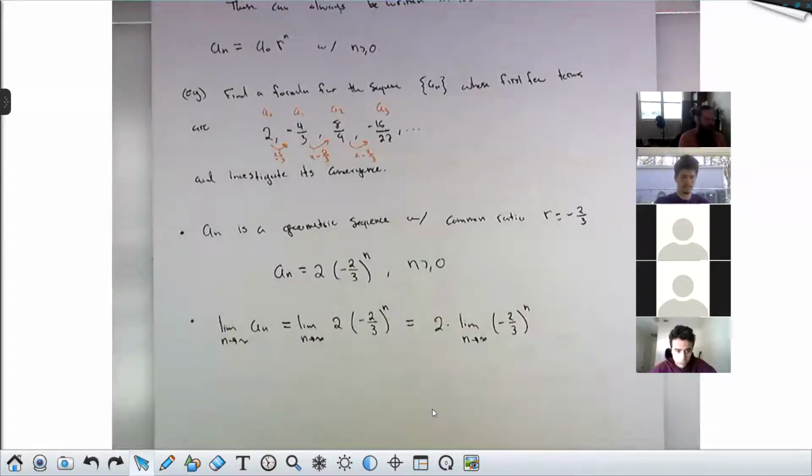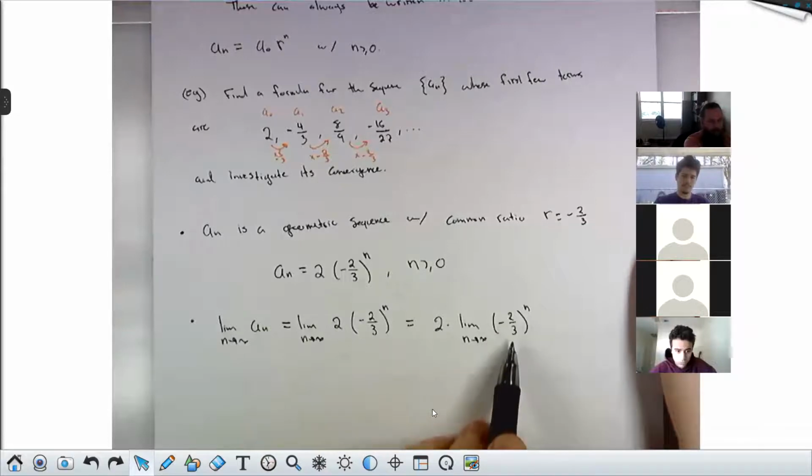But this is tricky, right? This is not obvious, the negative 2/3 to the n thing. But the absolute value is still less than 1, so it would still converge. That's where we're going, so we will get there.